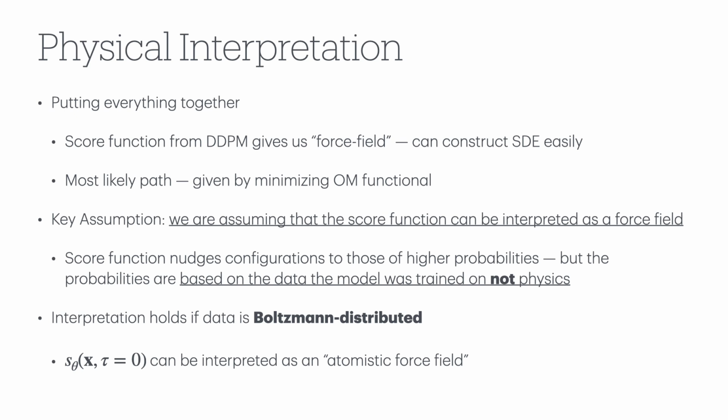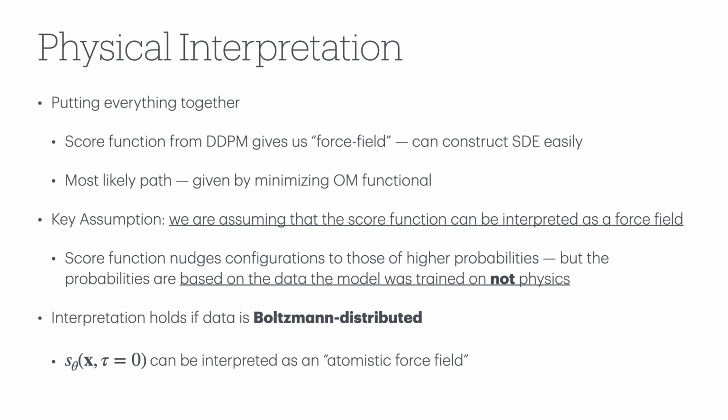So this interpretation really holds if what we trained on was Boltzmann distributed. So if higher energy configurations were much less likely to be in the corpus of data versus low energy configurations, right? If that proportion was correct in the trained set, then this interpretation would hold. And then we can treat the score function at x at tau equals 0 as an atomistic force field.